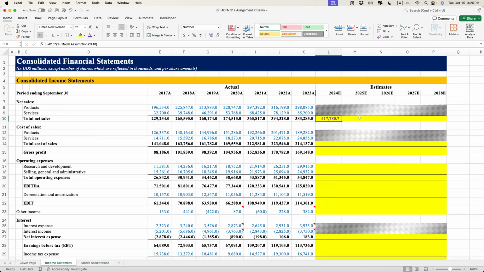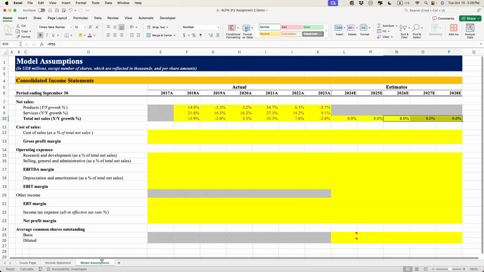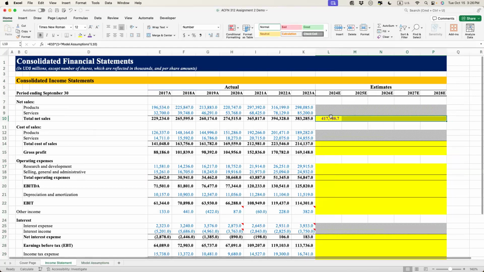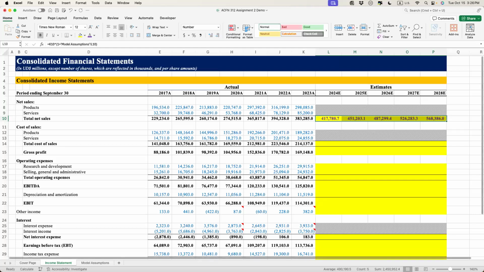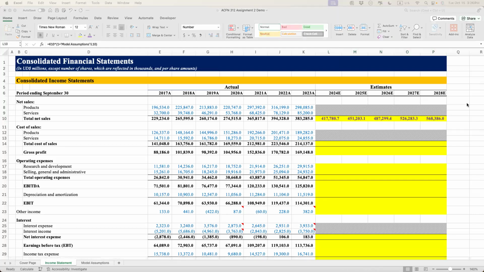And since we know that for the following years we're going to use the same formula, and the model setup is exactly the same as the model assumption tab, what we can do here is just highlight the entire row and fill the formulas to the right. Now we have the total sales calculated, or projected, for the next 5 years. Then we'll move on to the next section, cost of sales.